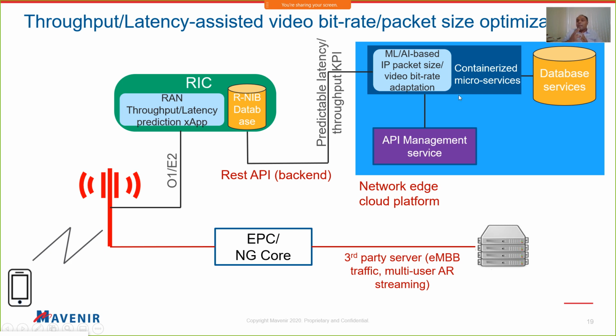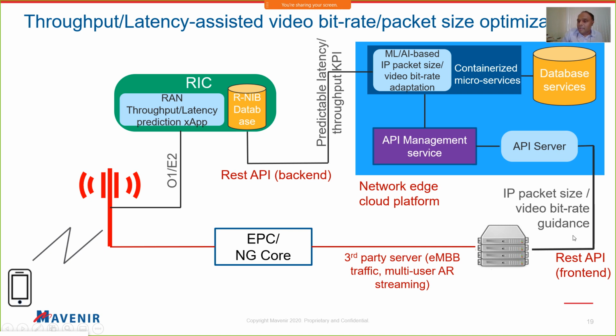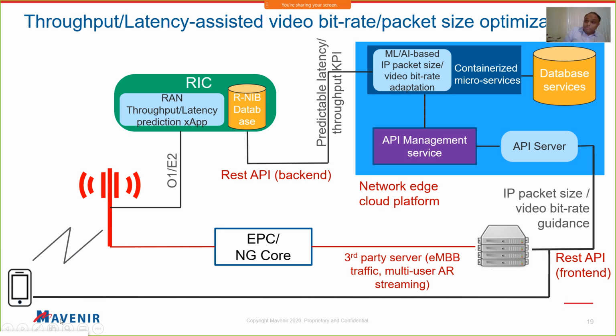The containerized microservices again have machine learning algorithms to map predicted RAN KPIs to higher layer parameters, like predicted RAN throughput to optimized video bitrate, and predicted RAN latency to optimized IP packet sizes. These optimization solutions are sent, again via REST APIs, to the third-party VR and AR server, video server or data server, whatever server streams traffic to the user equipment. Then the server incorporates those recommended values. These recommended values can also be sent to the user equipment, because if the player and the user need to optimize some parameters for uplink transmission, then this is also sent to the user equipment.